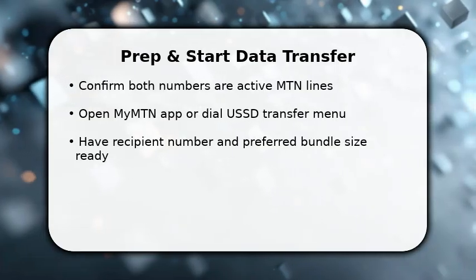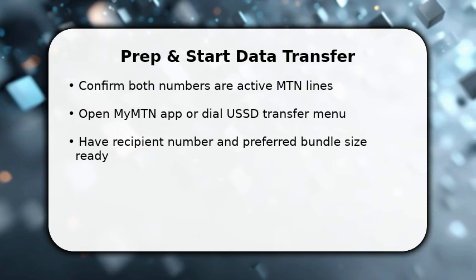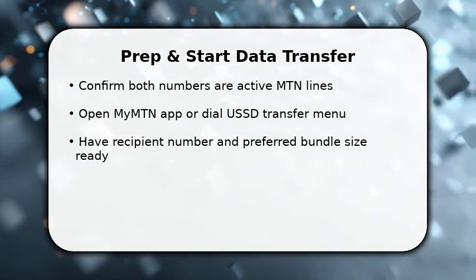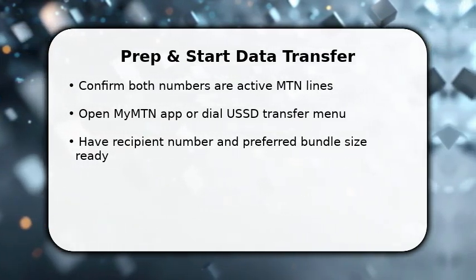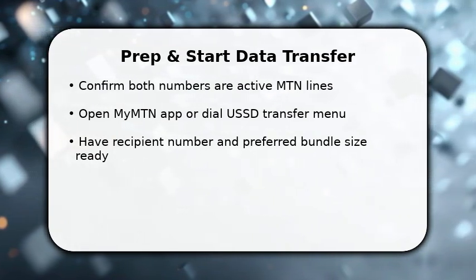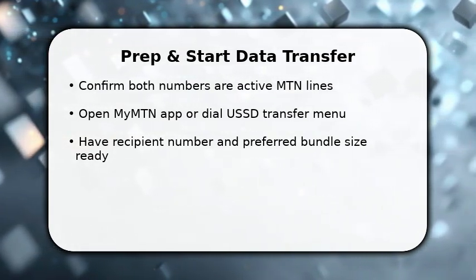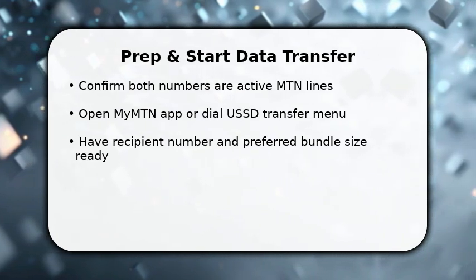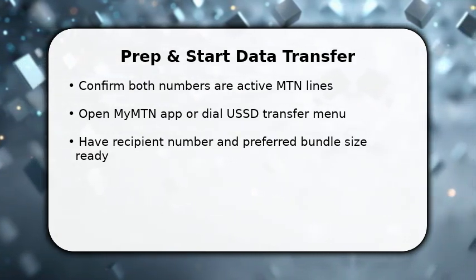You start by confirming both SIMs are active and on the same network. This prevents failed transfers. Once done, open the My MTN app or dial the MTN Transfer USSD menu to begin. Make sure you already know the recipient's 11-digit number and the exact bundle size you'll send.